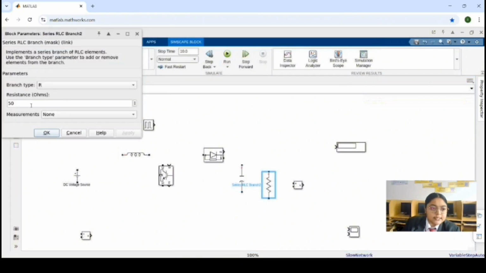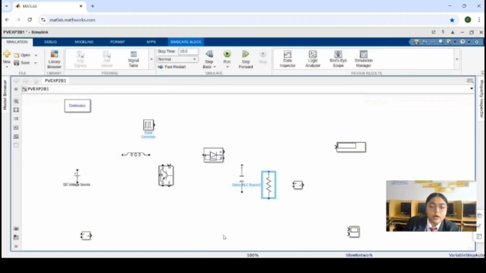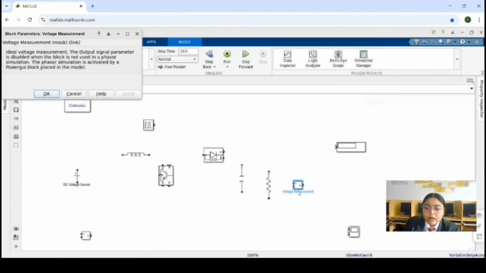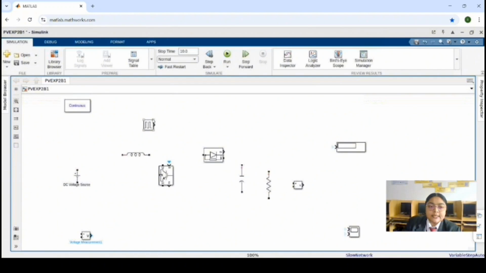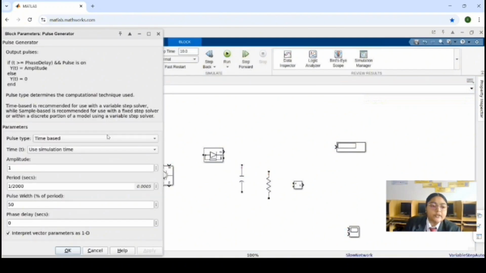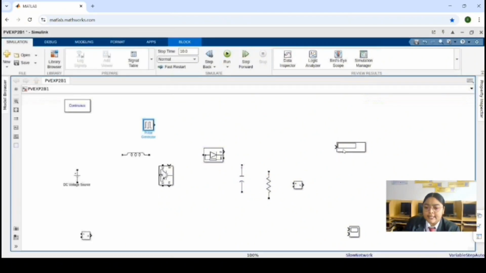Also we take one resistance. The value of resistance is 50 ohm, and next we take two voltage sources, this and this one, and next we take one pulse generator. The time period is 1 by 2000, and the pulse width is 50. Also we take one display and one scope.